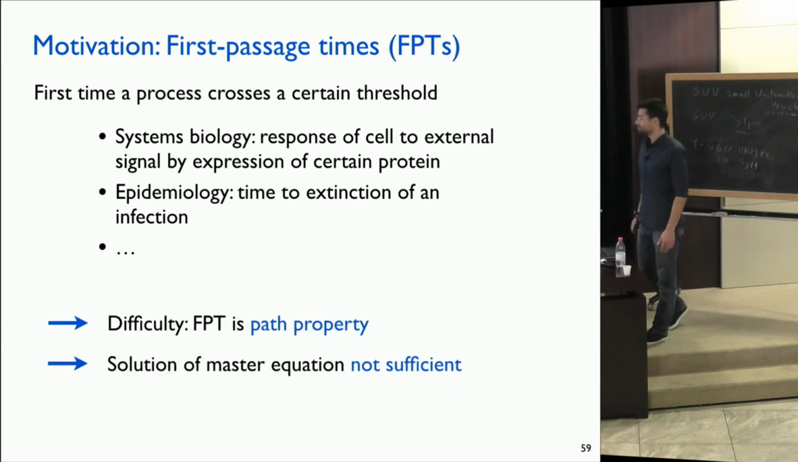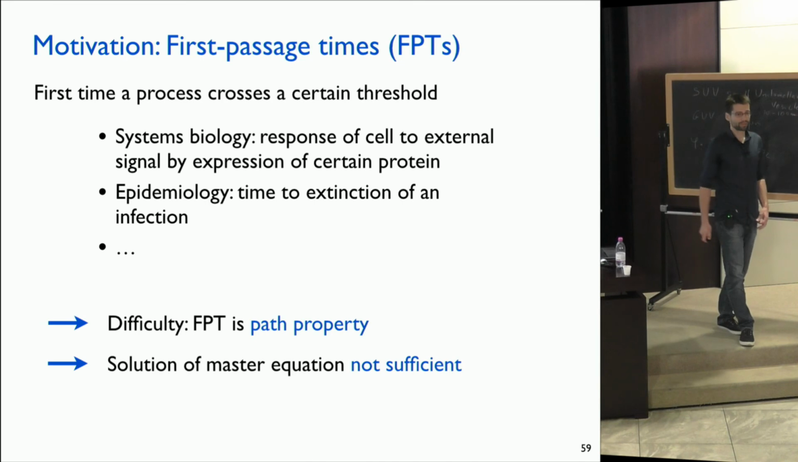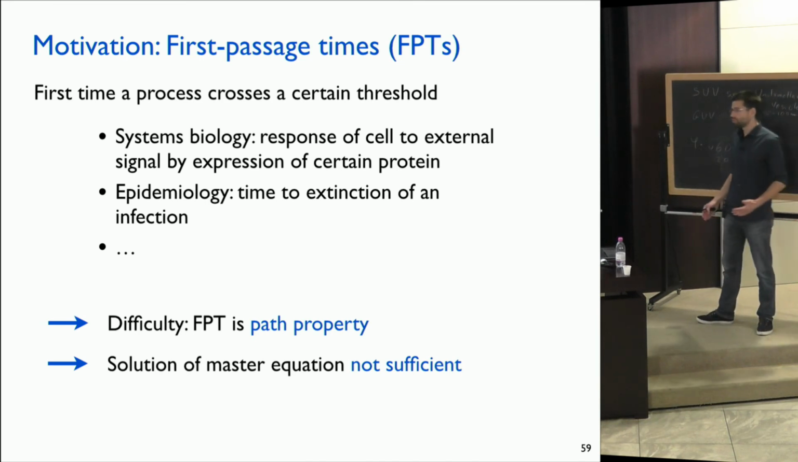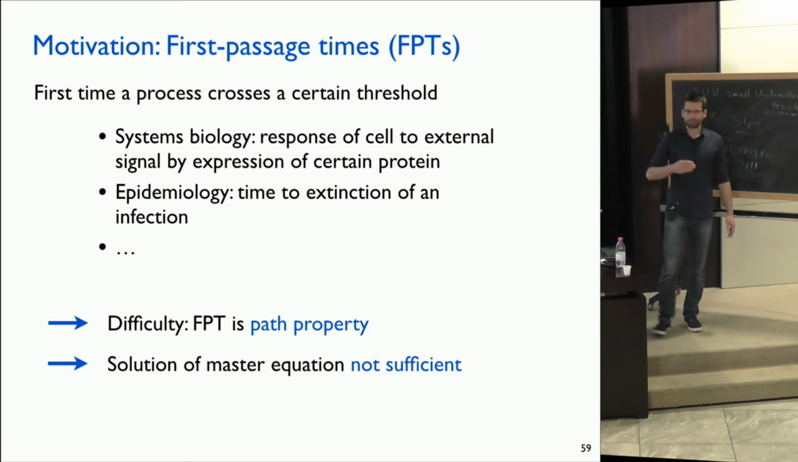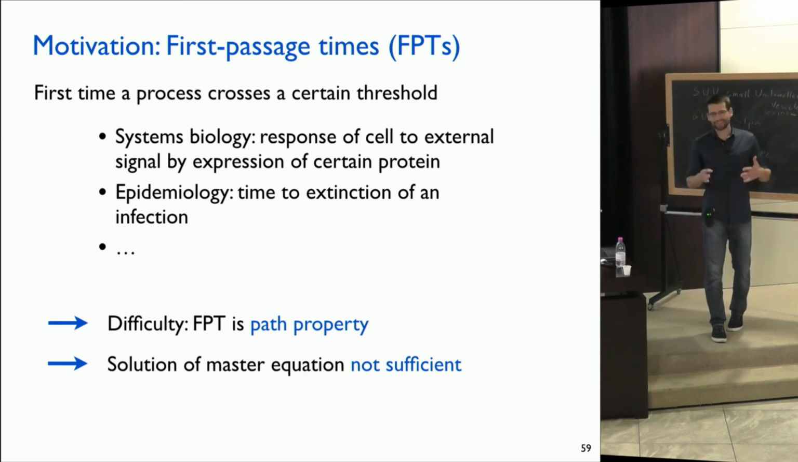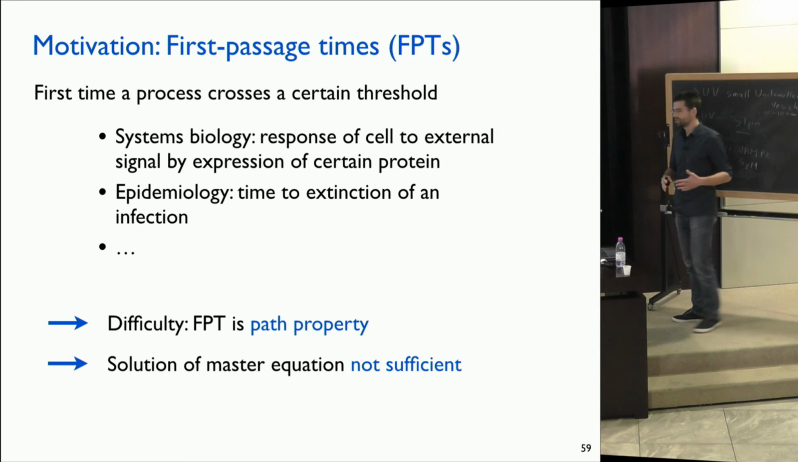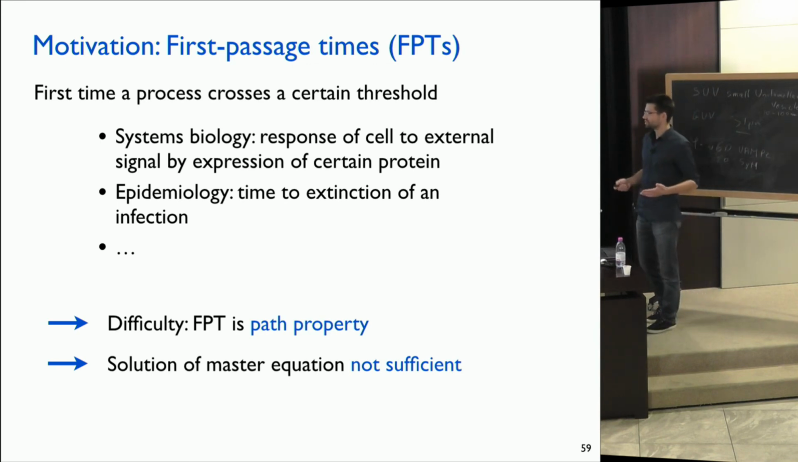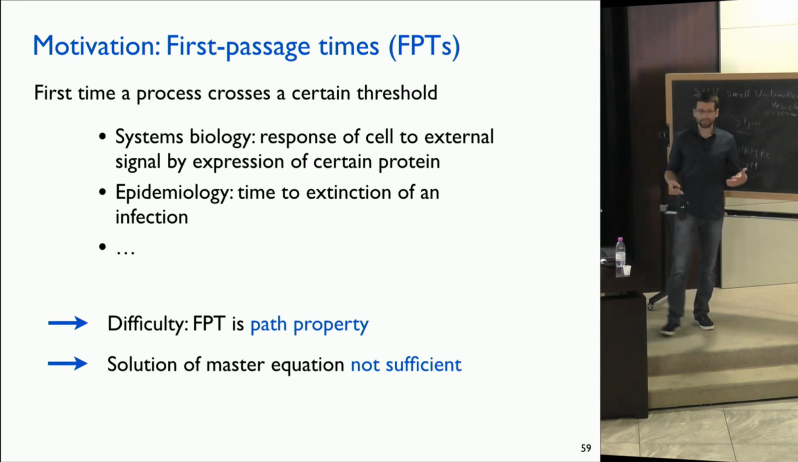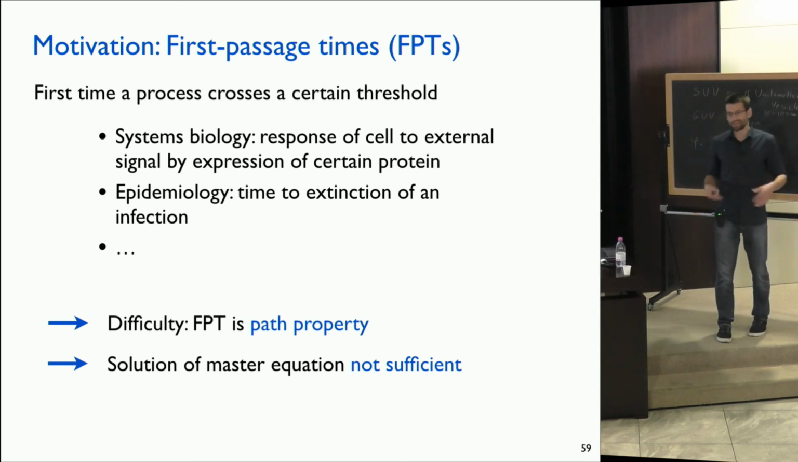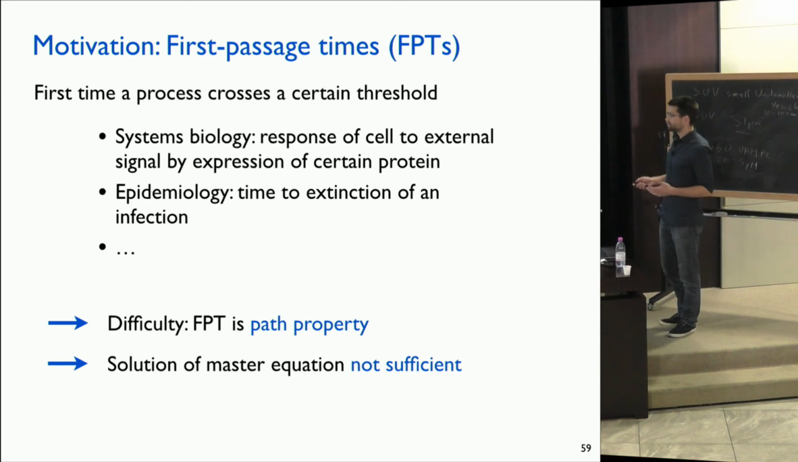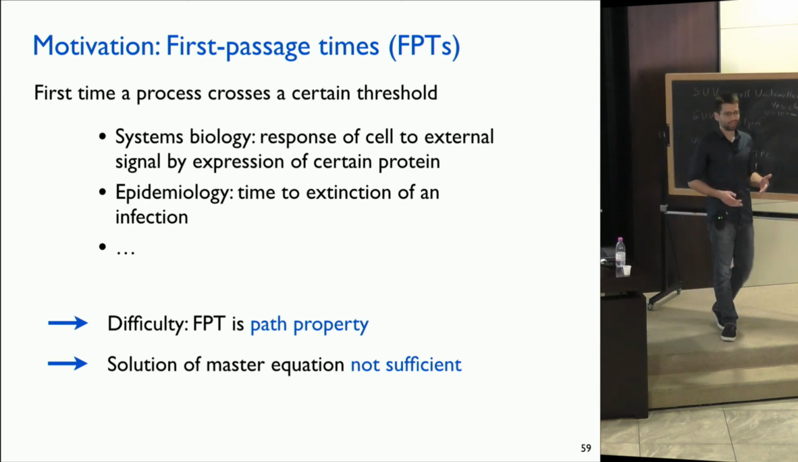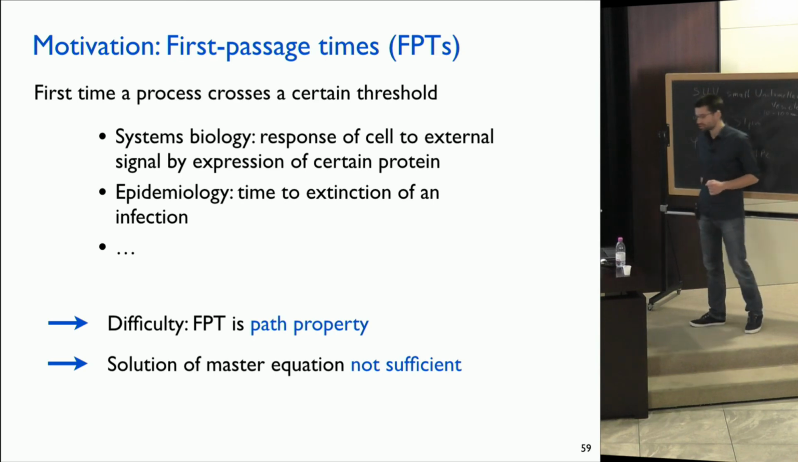Now, the difficulty in computing first passage times is that it's a measure on the whole path. We want to know when the process crosses a threshold, conditioned on the fact that it has not crossed the threshold before. What this in particular means is that simply solving the chemical master equation is not sufficient, unless we add some additional constraints, which makes it harder though. And this means that most of the approximation methods that have been developed for the chemical master equation cannot be applied to compute first passage times.